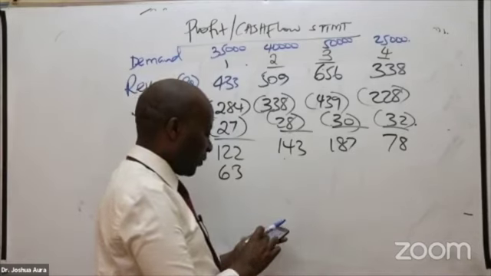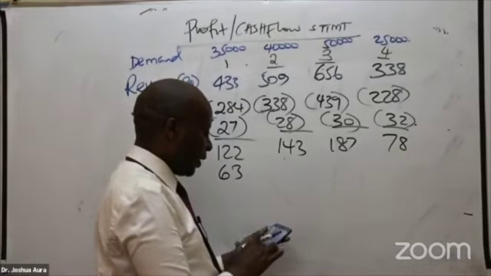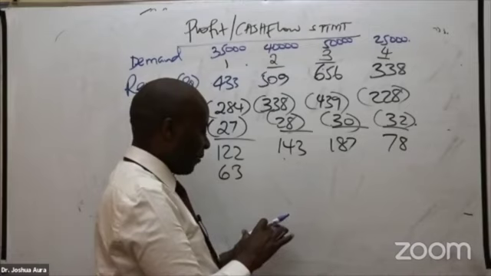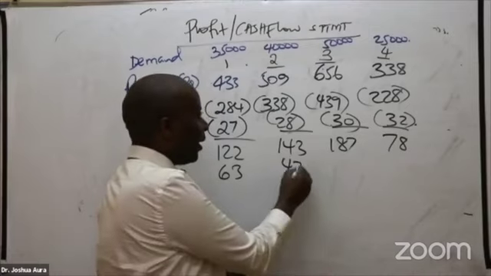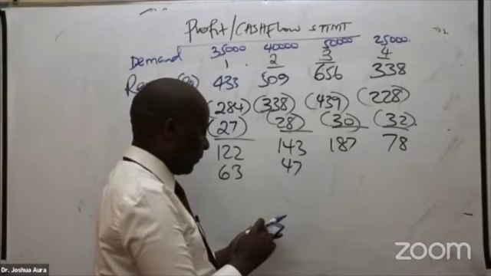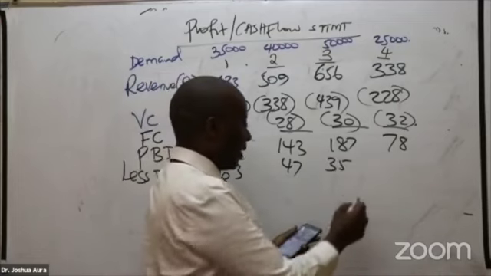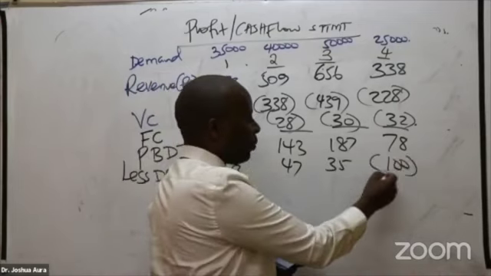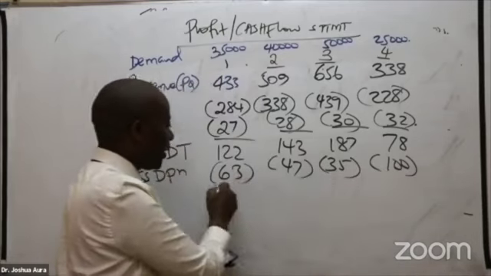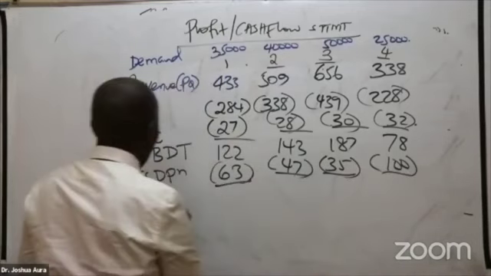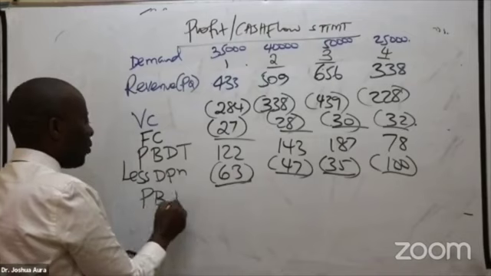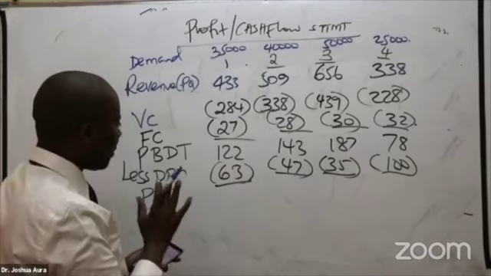I'm getting the figures from my students. 47. Depreciation for year 3, 35. And then lastly, 100. I'm being told 100. So please come and subtract them. Whatever I will get will be called the profit before tax, now that the depreciation element has gone.